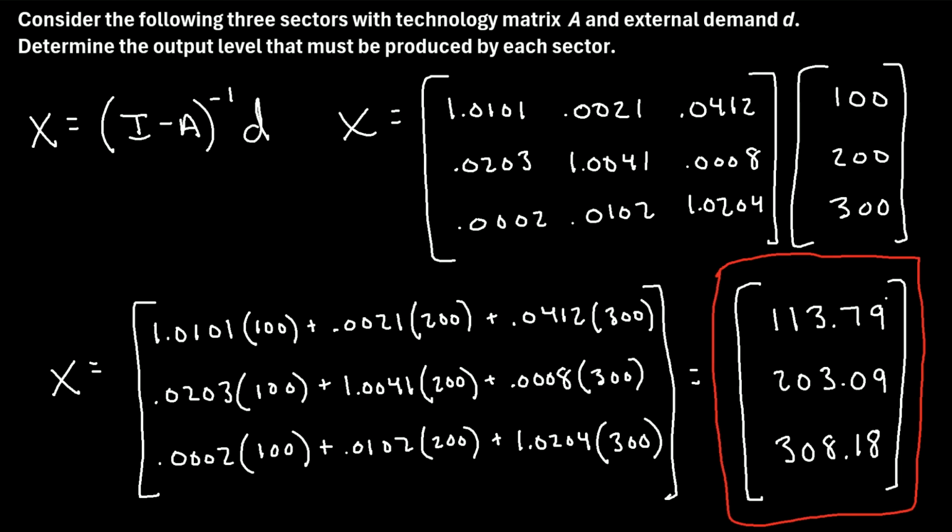We find that sector 1 needs to produce 113.79 units in order to meet the external demand of 100, along with the input needed during the production process. We find that sector 2 needs to produce 203.09 units to meet the external demand of 200, along with the input needed during the production process. And lastly, we find that sector 3 needs to produce 308.18 units in order to meet the external demand of 300, along with the input needed during the production process.